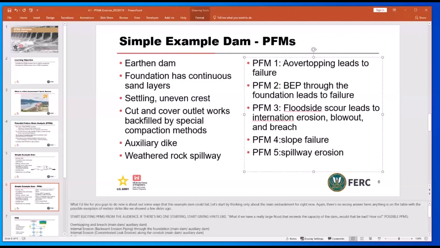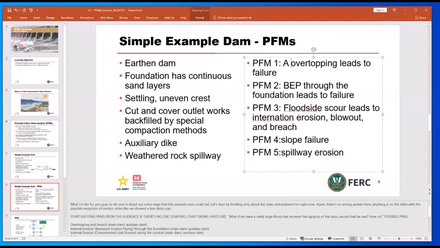Okay. Number two, BEP through the foundation leads to failure. What do you guys think about that? Let's see. We don't have a ton of information here. We know that the foundation has continuous sand layers. Actually, let's go the different way. Let's say that there's been some history of sand boils around here, and the borings have indicated some low CU sands. They're very consistent, clean sands of similar size and nature. So they may be pipeable. What do you guys think?